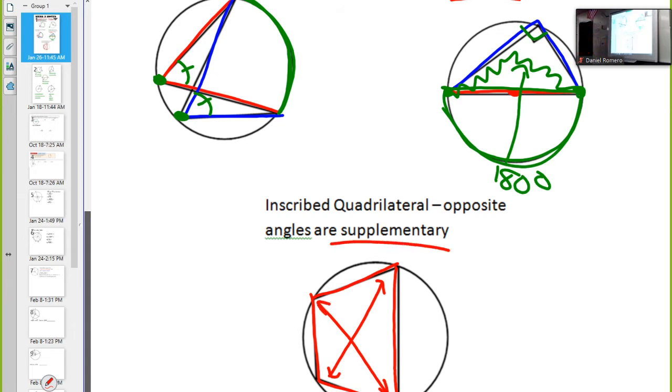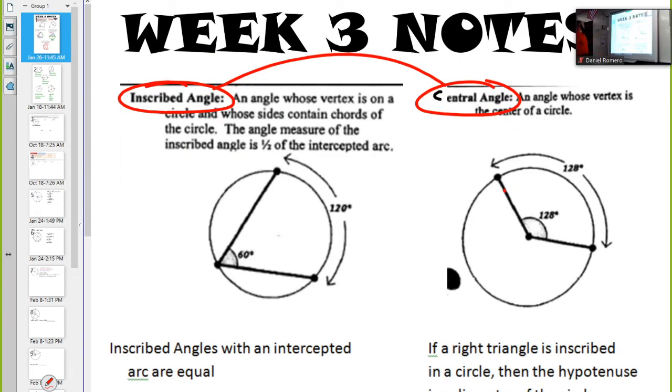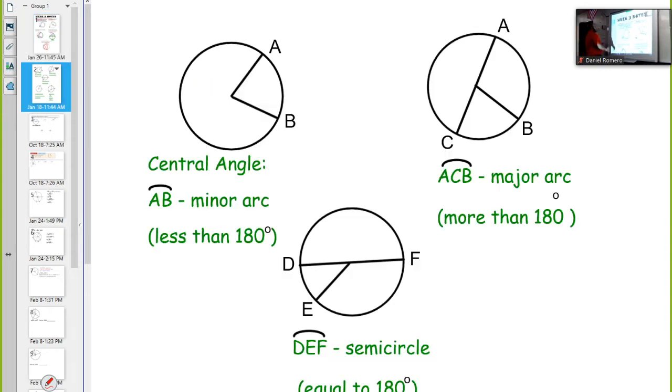What does the word supplementary mean? Fantastic. They add up to 180, sure. And that's a little tricky sometimes because you're blending things up and you put congruent. You just like opposite angles being congruent, like in parallelograms and stuff. But that's not the case here for opposite angles.